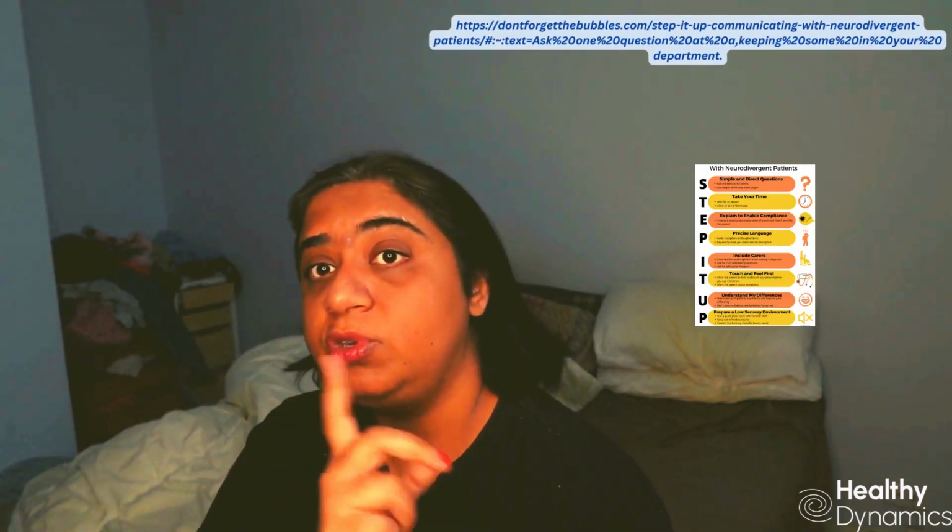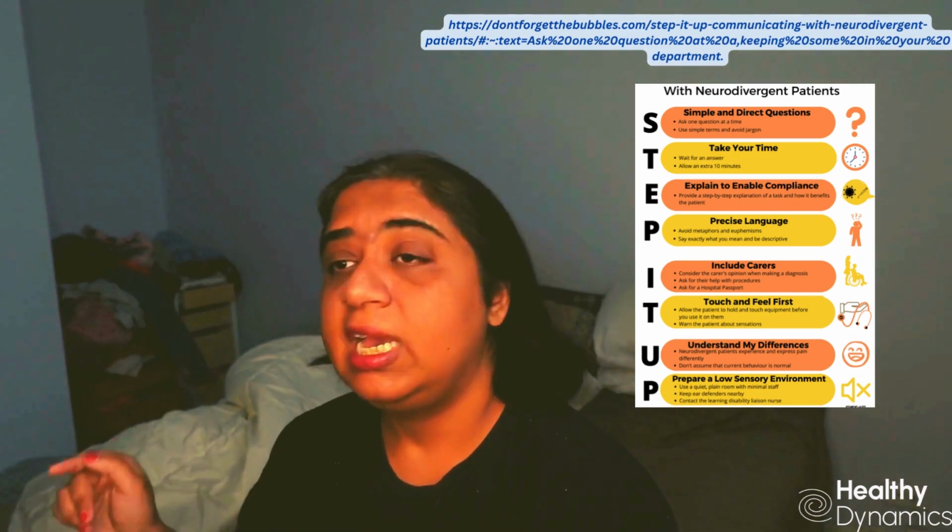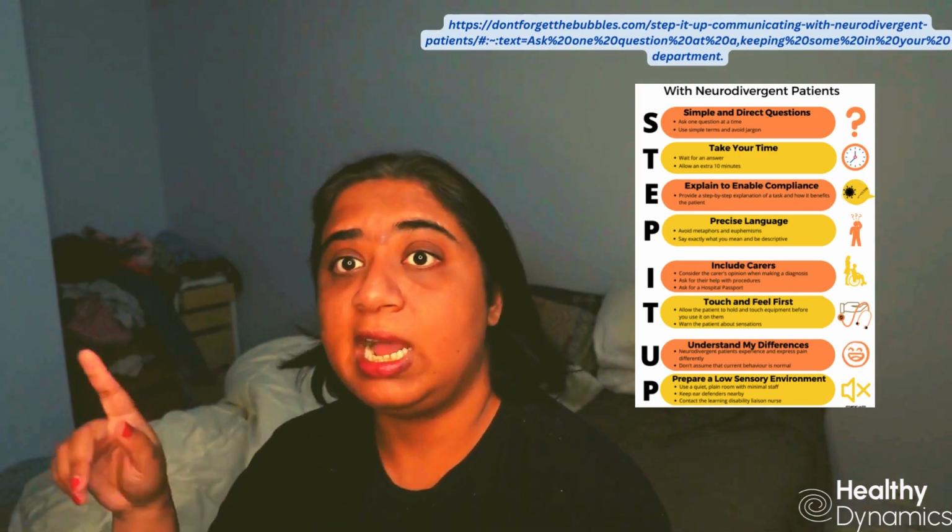Now, how I came up with this video, I have to acknowledge, is from this website called Don't Forget the Bubbles, and they have a little screenshot of the communication framework for when you are communicating with neurodivergent patients. The acronym for it is Step It Up. Each of the words in Step It Up represents one thing that we should be doing when we are working with and communicating with our neurodivergent patients. I'm going to leave the screenshot over here, and I'm also going to leave a link to the entire article in the description box below. So let's get into it.